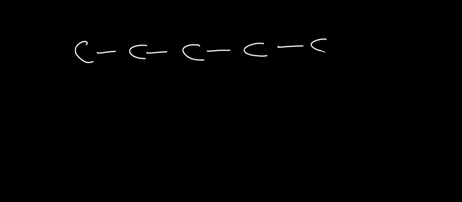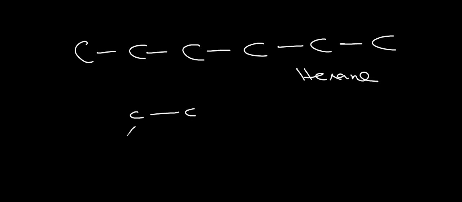For example, if I give you this one here, initially this is hexane because it has 6 carbons. Now if I remove 2 hydrogens and connect these 6 carbons, I'm going to create something that looks like this.